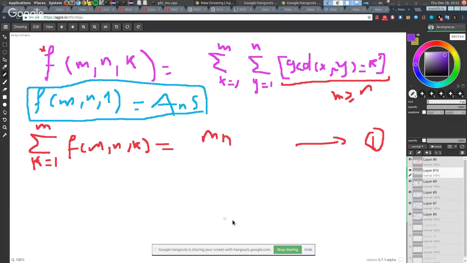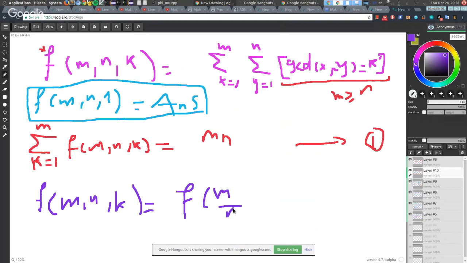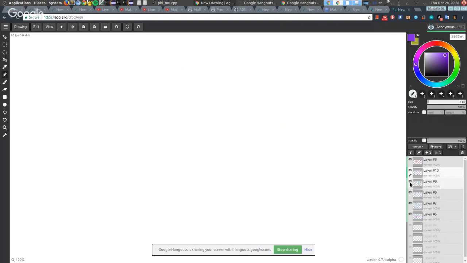The other observation here is that f of m, n, and k is actually f of m over k and n over k and 1. So all the pairs in the grid m times n that have a GCD of k equal all the pairs in this smaller grid that have a GCD of 1. Because if the GCD is k, then we can look in this grid.